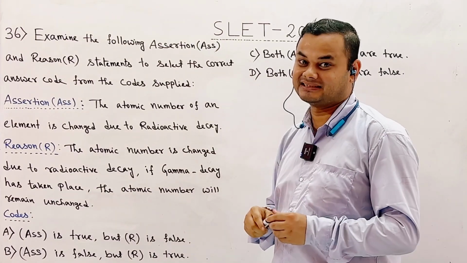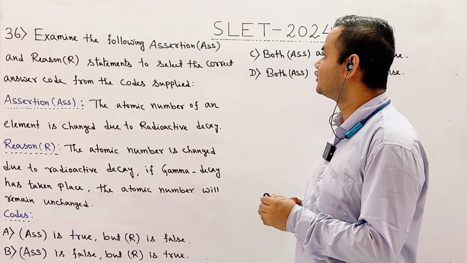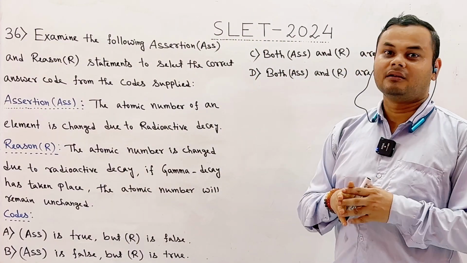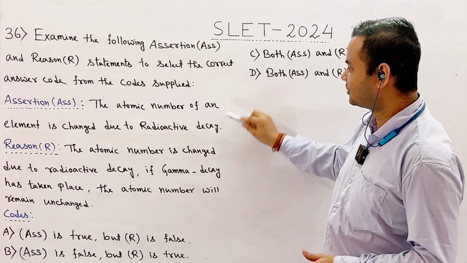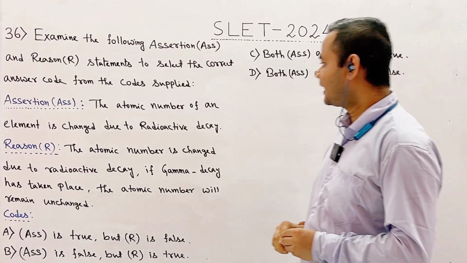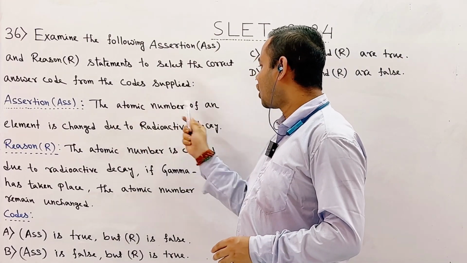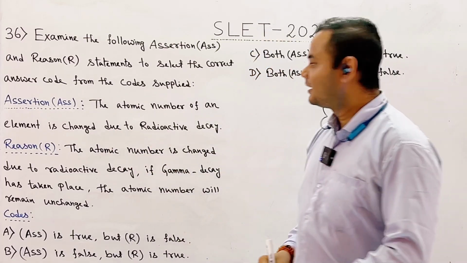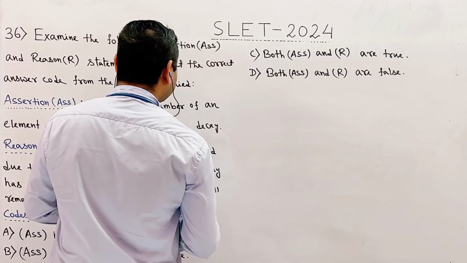Problem number 36. This problem number 36 is also an assertion reason type problem. First, let me read the statements of assertion and reason. Assertion: the atomic number of an element is changed due to radioactive decay. This statement is generally true.